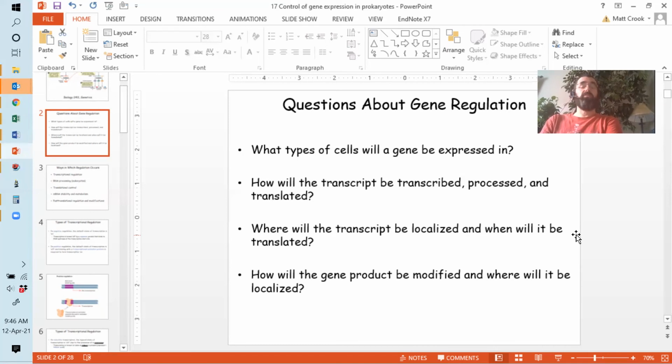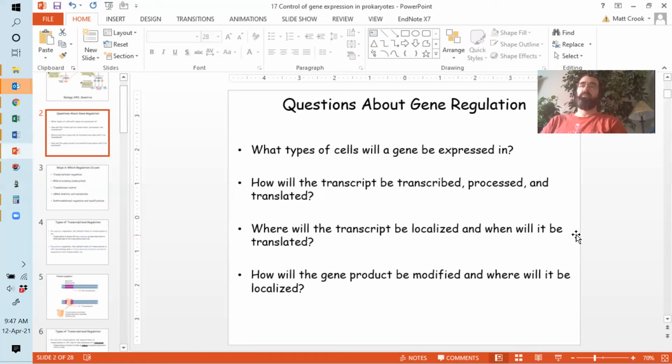I'm not super familiar with how that's done because in eukaryotes it's really simple. It's either cytoplasm or rough endoplasmic reticulum. In prokaryotes, I don't actually know. I should look into that or ask my microbiology colleague how that's controlled. But yeah, the same questions still apply for prokaryotes.